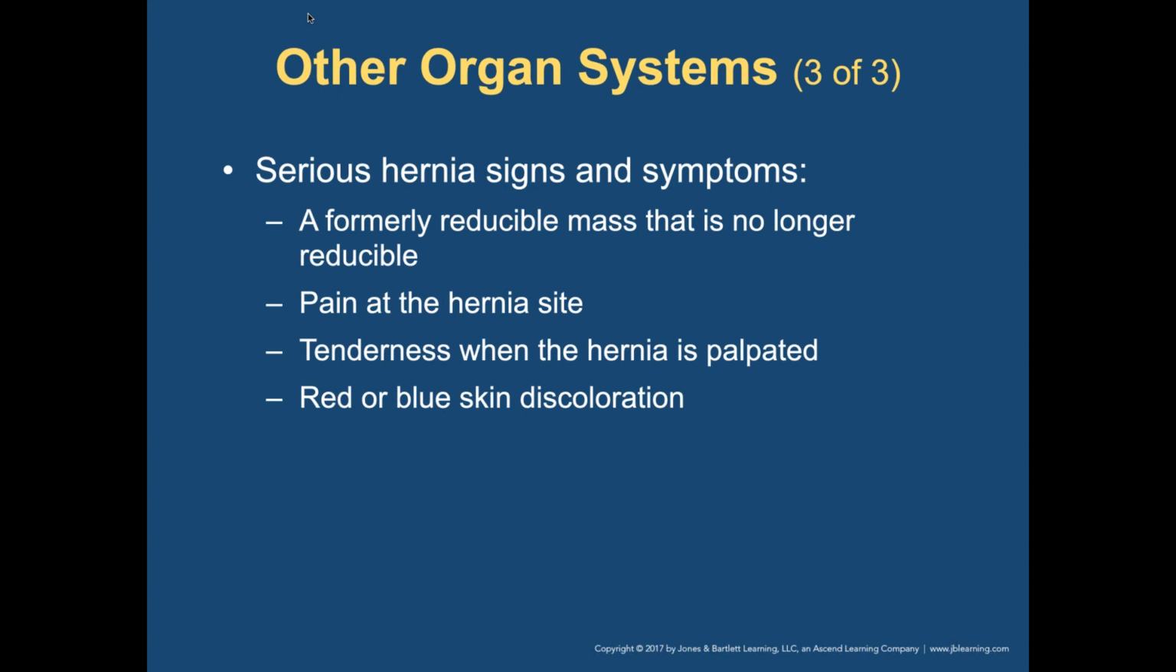So serious hernia signs and symptoms: a formerly reducible mass that is no longer reducible, pain at the hernia site, tenderness when the hernia is palpated, and red or blue skin discoloration over the hernia. If you see that, that usually means that blood is pooling up around it at the same time. So you've got internal bleeding on top of it.